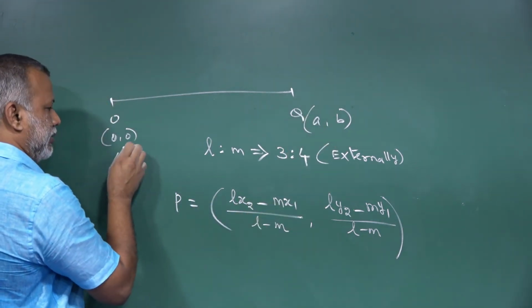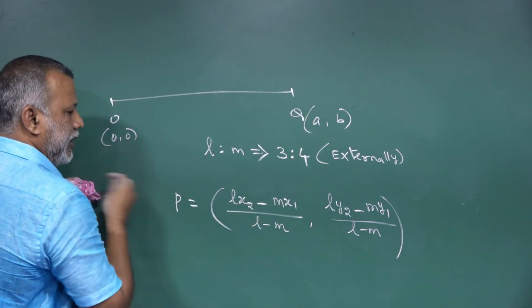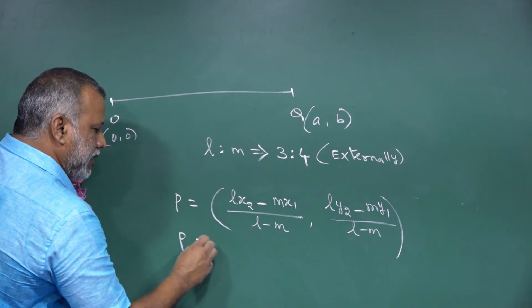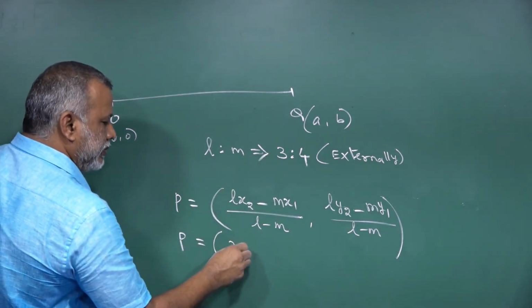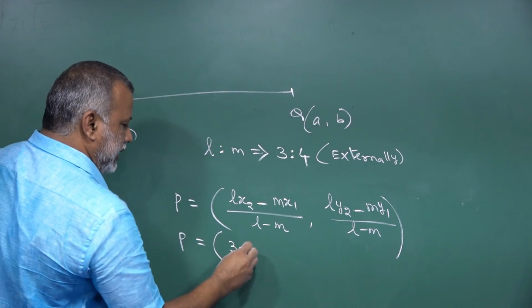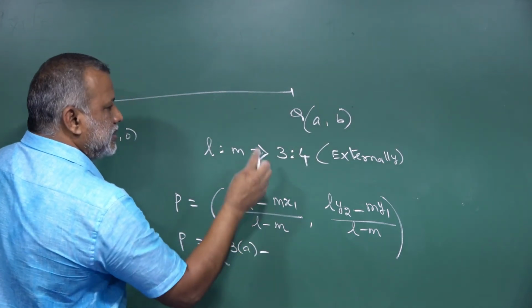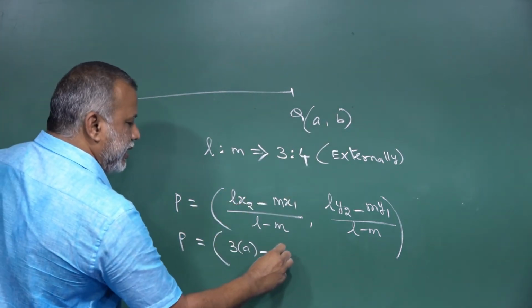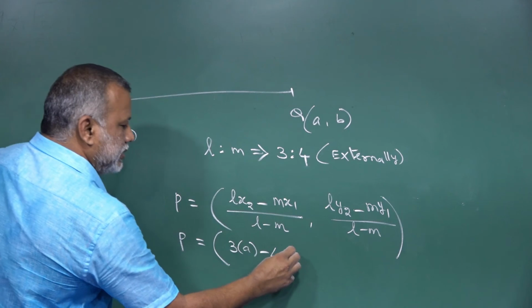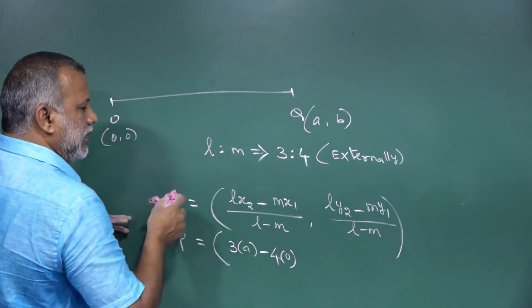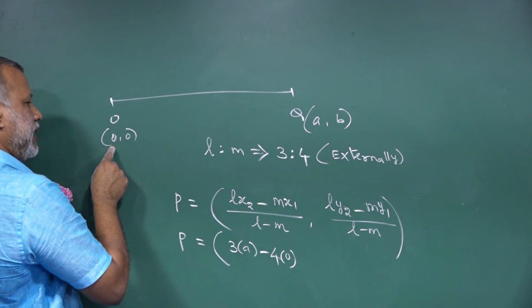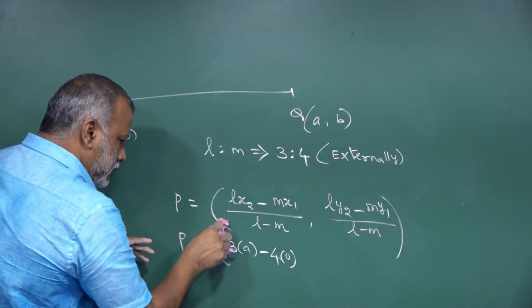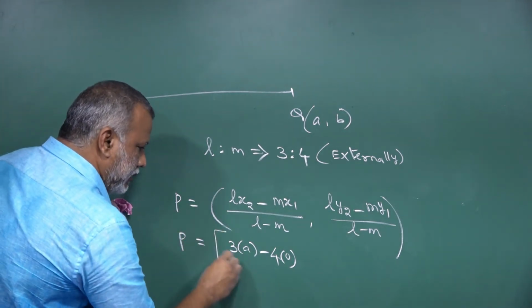Consider this is x1, y1 and x2, y2. Now I am going to substitute here. Now see here, P of Lx2 minus Mx1. L means here 3. What is the value of x2? A. Minus M. What is the value of M here? 4. Then 0. Lx2 minus Mx1, x2 here A, x1 here 0. Now substitute this data, that's all.